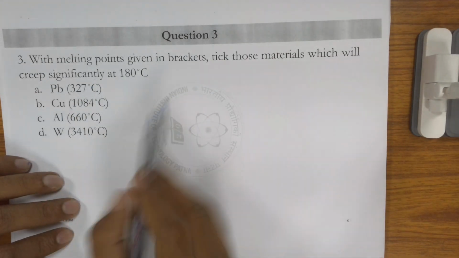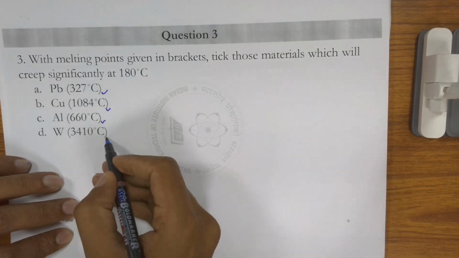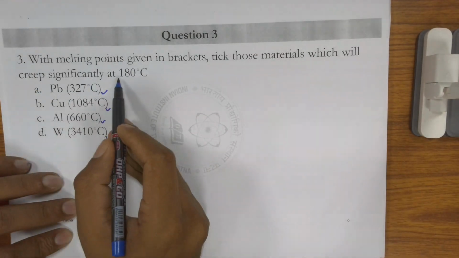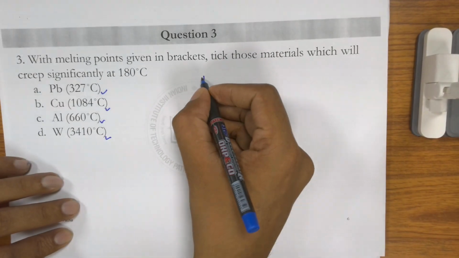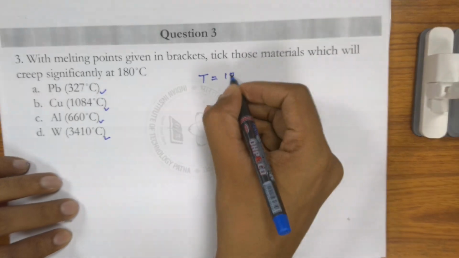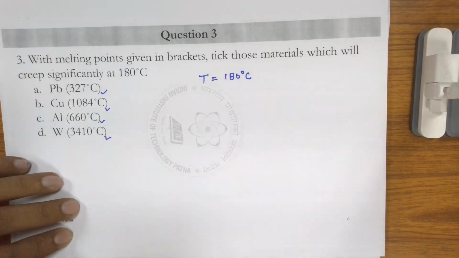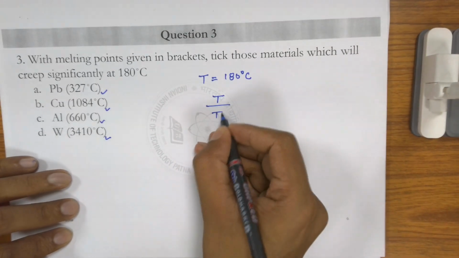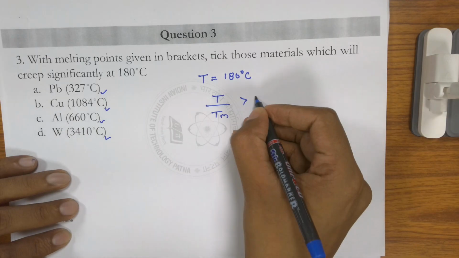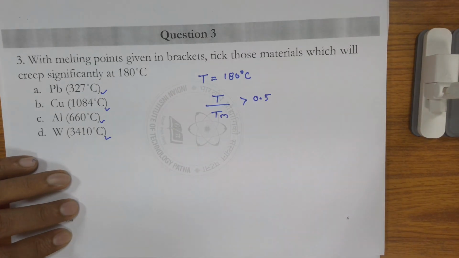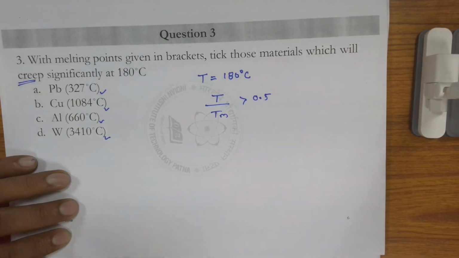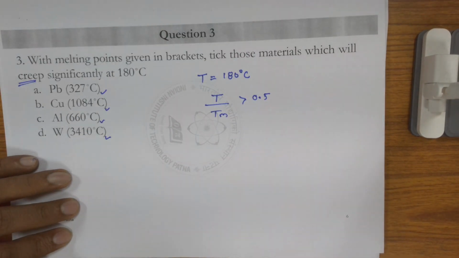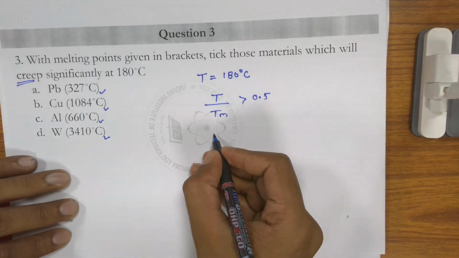With melting point given in the bracket, these are the melting points of the materials. Take those materials which will creep significantly at T equal to 180 degrees Celsius. So service temperature is given to us, that is 180 degrees Celsius. And we know that if service temperature divided by melting point is greater than 0.5, the thing is going to creep, and we want the materials that creep. So let's try to find them.